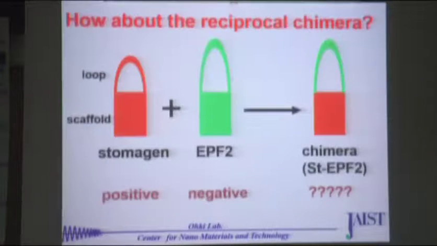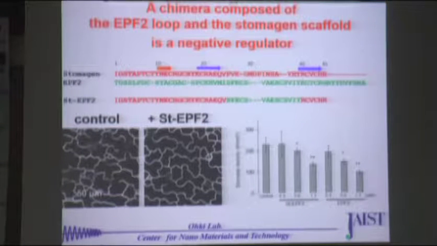It's not enough. We should try another experiment like this. So for this mutant, the scaffold region is coming from stomagen, and this loop is coming from EPF2. So we hope this other mutant shows the negative activity. So this is the result. We got a good result. This mutant shows similar activity to EPF2, the negative regulator. So we can say the loop region has the function.